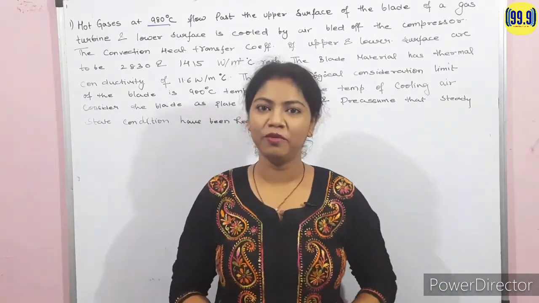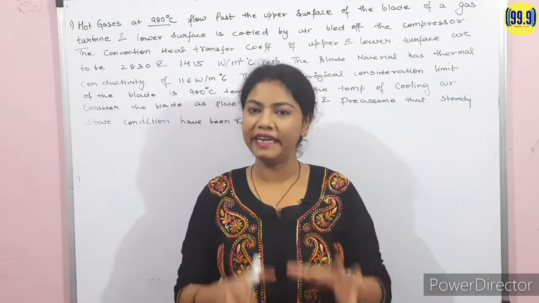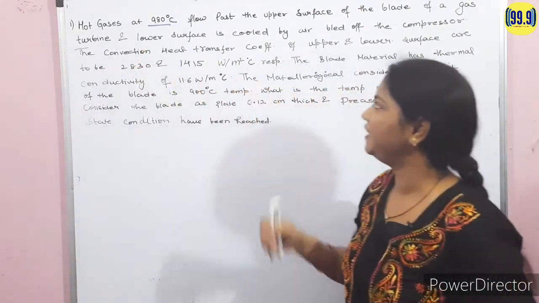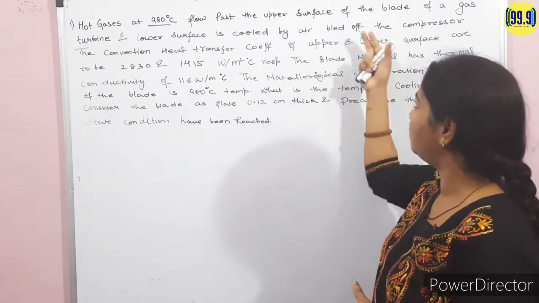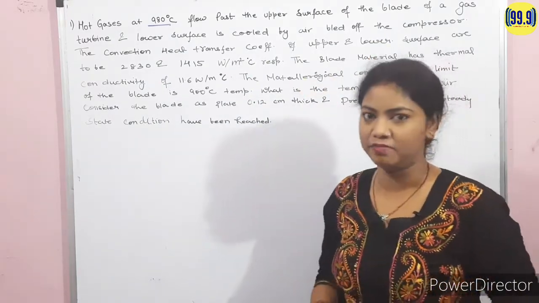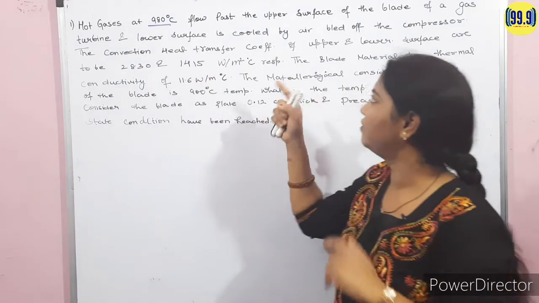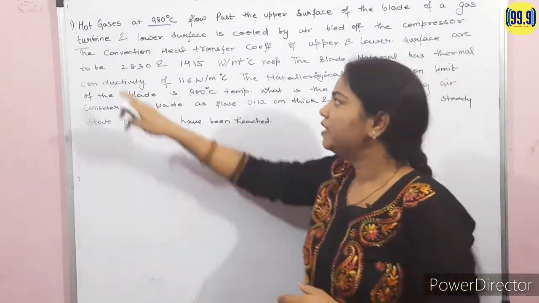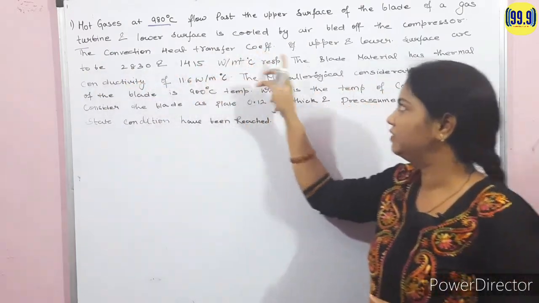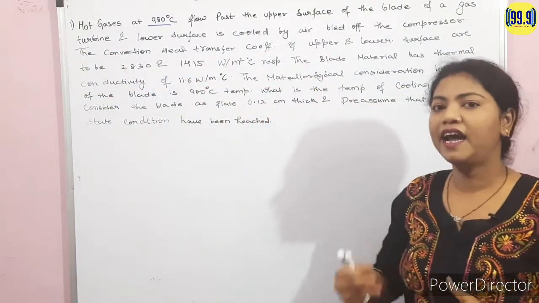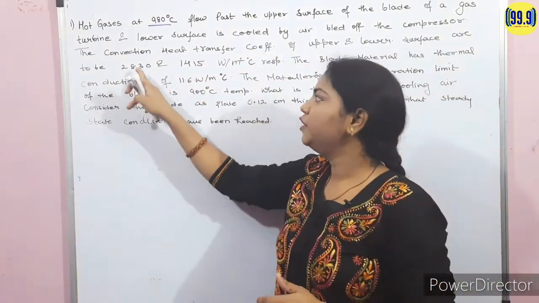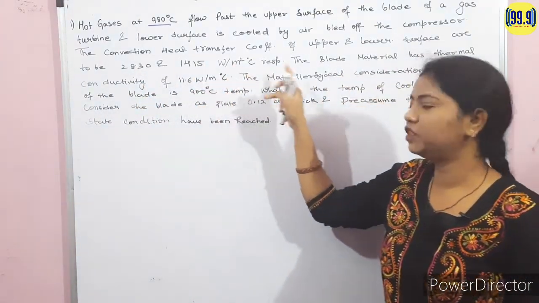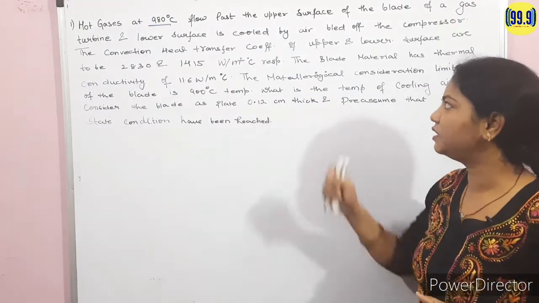So students, today I am going to do one numerical on heat transfer, and the numerical is: hot gas at 980 degrees centigrade flows past the upper surface of the blade of a gas turbine, and the lower surface is cooled by the air bled from the compressor. Then the convection heat transfer coefficients of the upper layer and the lower layer are 2830 and 1415 watt per meter square degree Celsius, respectively.